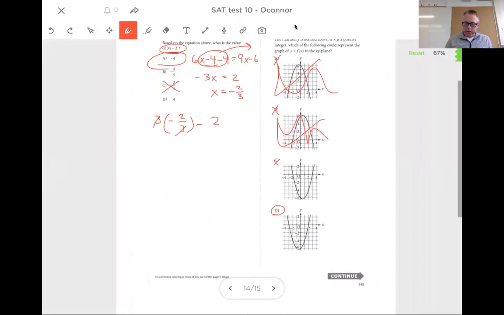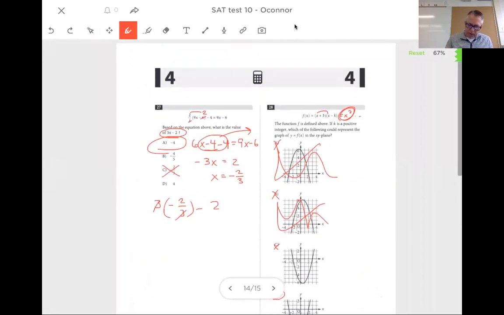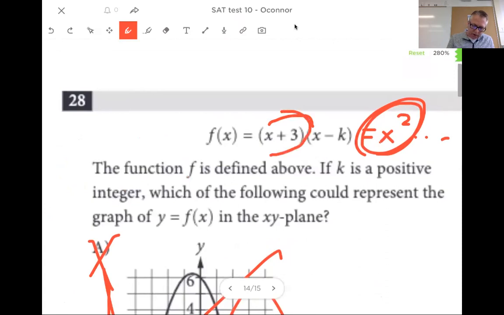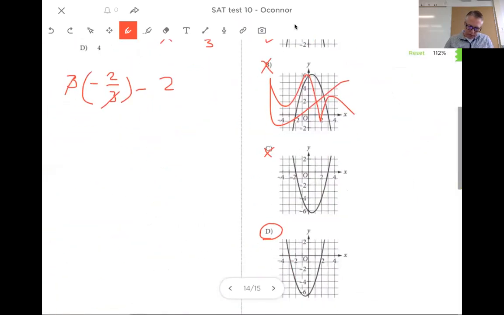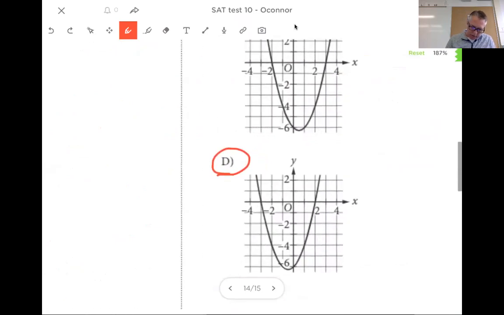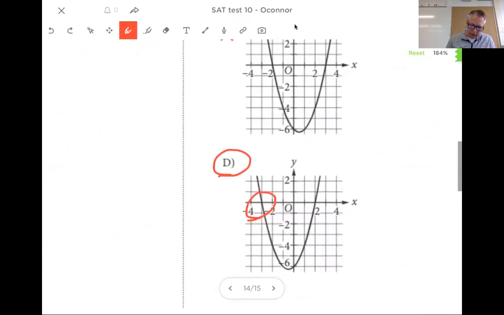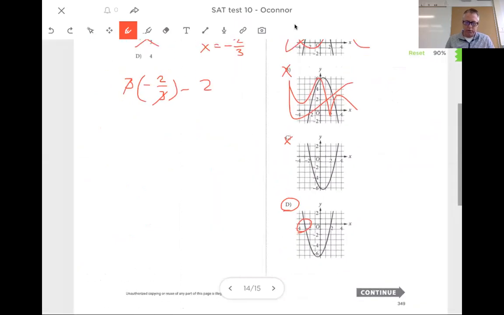Then the second thing I looked at was if x plus 3 is a factor, that means it has to have -3 as an x-intercept. So I looked down at my 2 remaining options and saw this one has a -3 x-intercept and this one is at -2. So that's not the answer. So the answer has to be D.